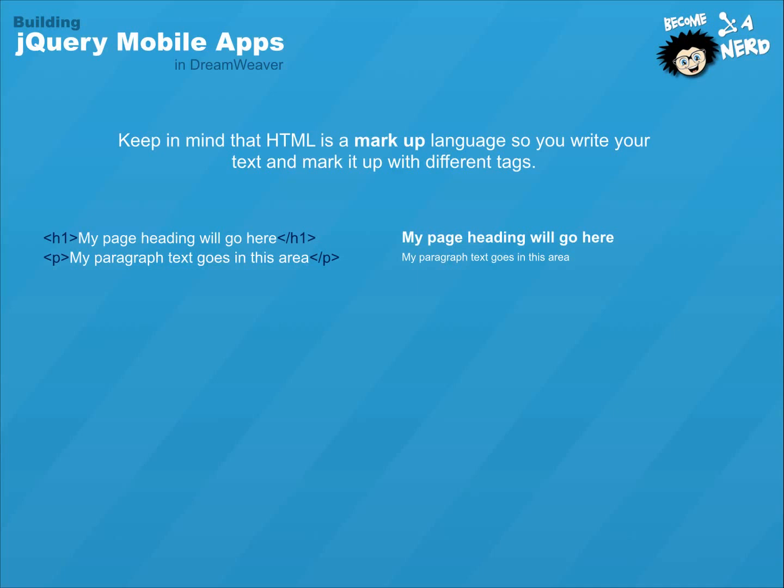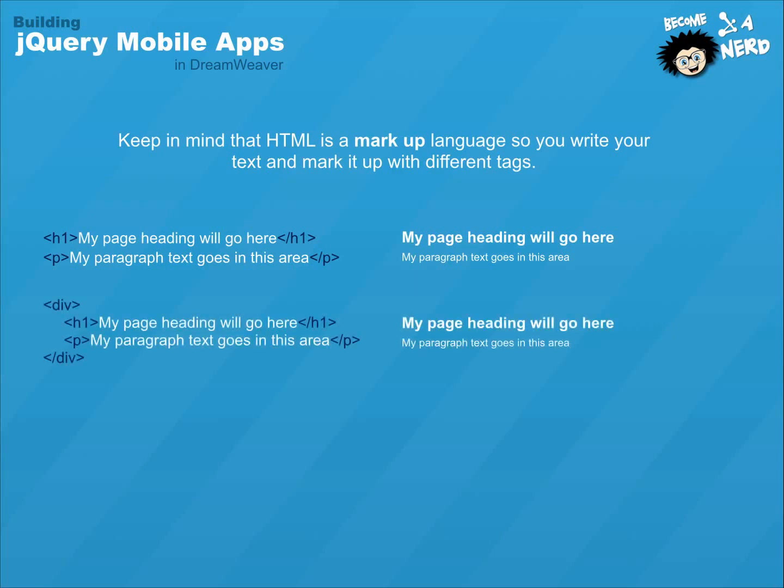Now you can manipulate that with CSS if you want to, but in this case, we're just marking up the text. Now with div tags, you take content, and it's almost like grouping. You take that content and wrap it in a div tag. That way you can apply different elements to that div tag.